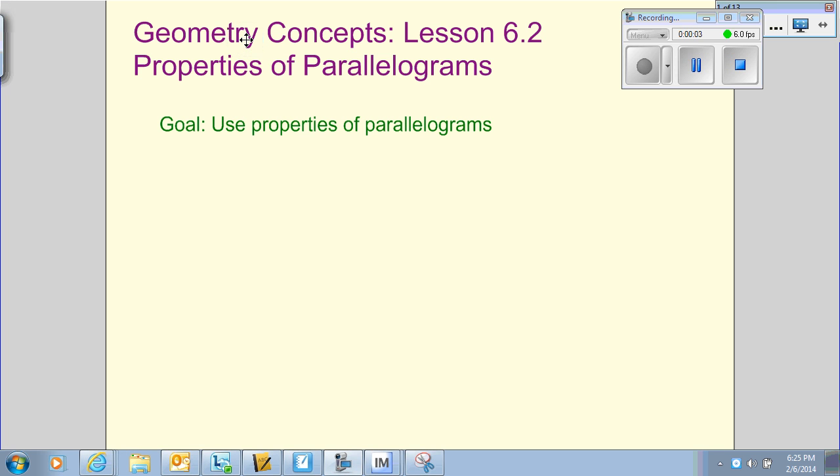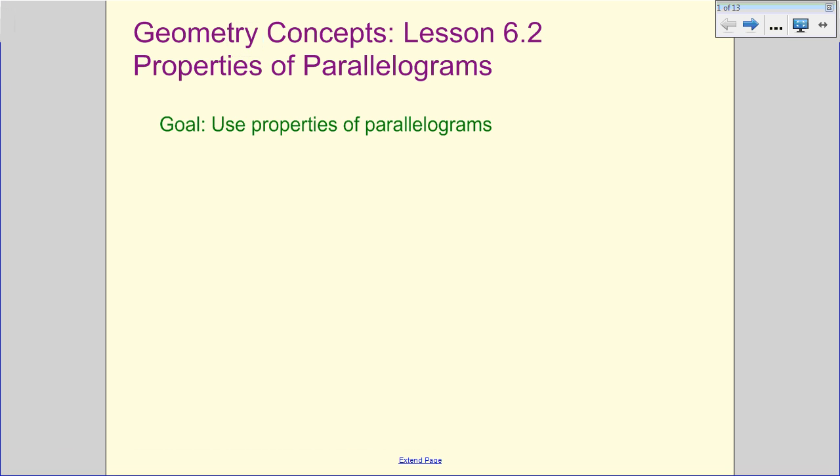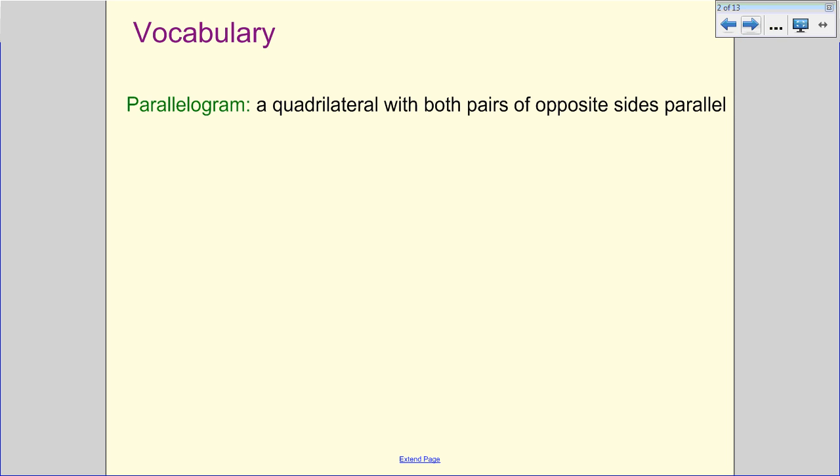All right, ladies and gentlemen, let's take a look at lesson 6.2. Now we're going to look at a specific type of polygon, a specific type of quadrilateral, and that's a parallelogram. We're going to use the properties that we know are true about a parallelogram. So first, let's define what a parallelogram is. It's a quadrilateral with both pairs of opposite sides parallel.